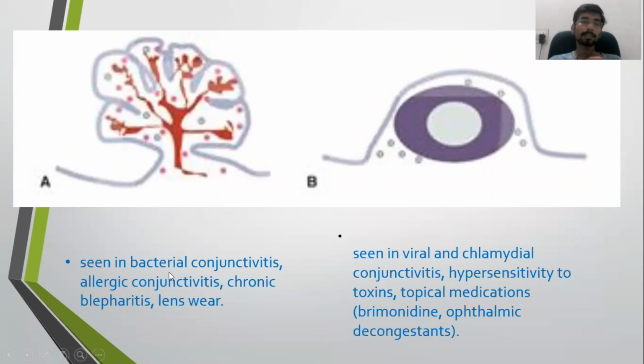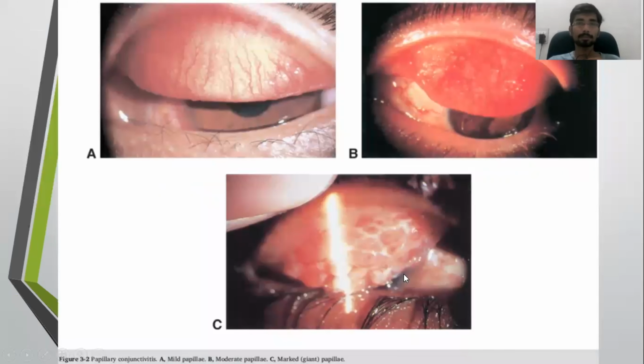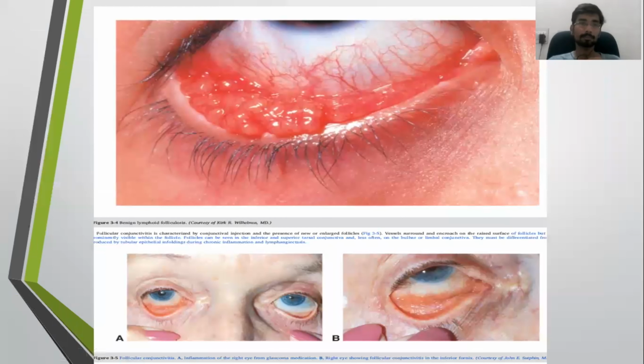So papillae are seen in bacterial, allergic and chronic blepharitis and contact lens wear, whereas follicles are seen in viral and chlamydial infections and hypersensitivity to toxins and topical medications such as brimonidine and ophthalmic decongestants. So this picture is showing papillae. So this is follicles.